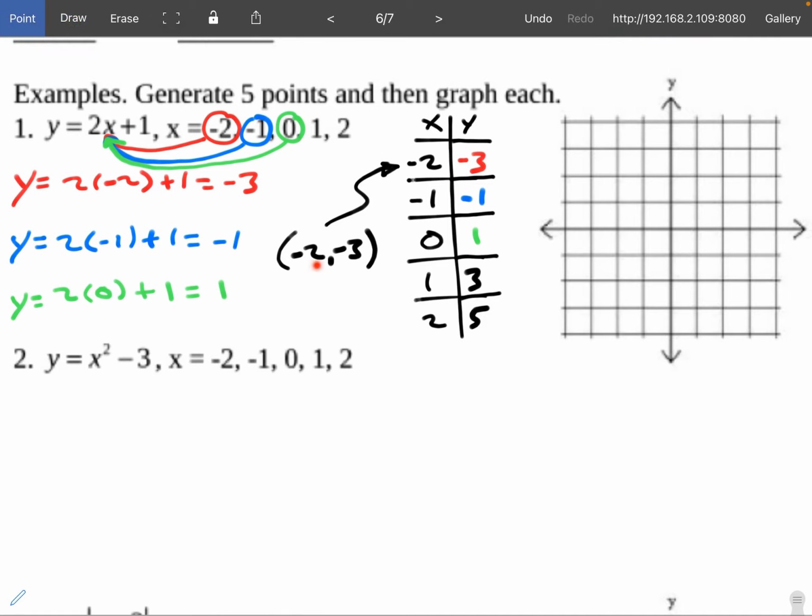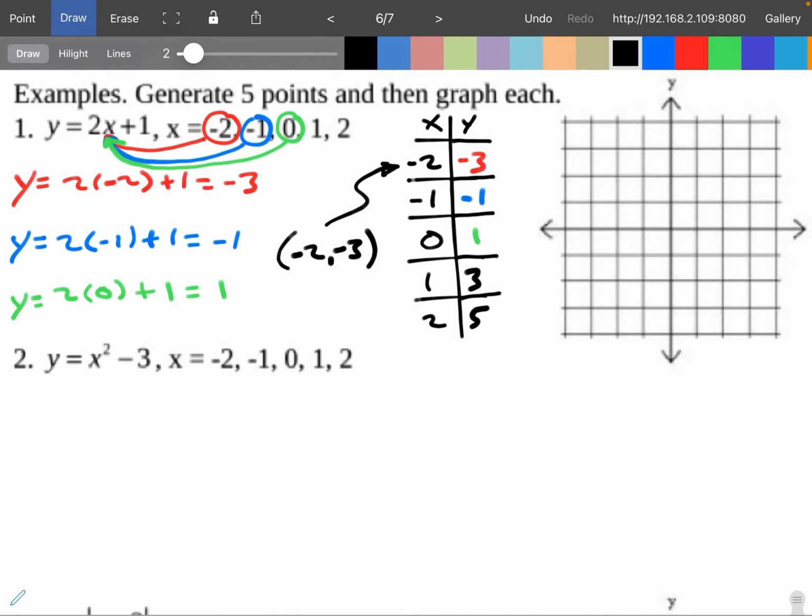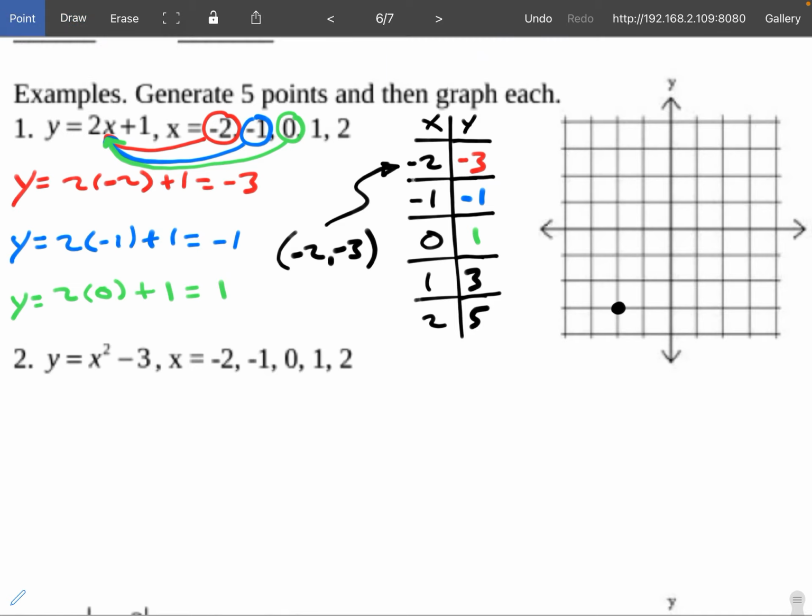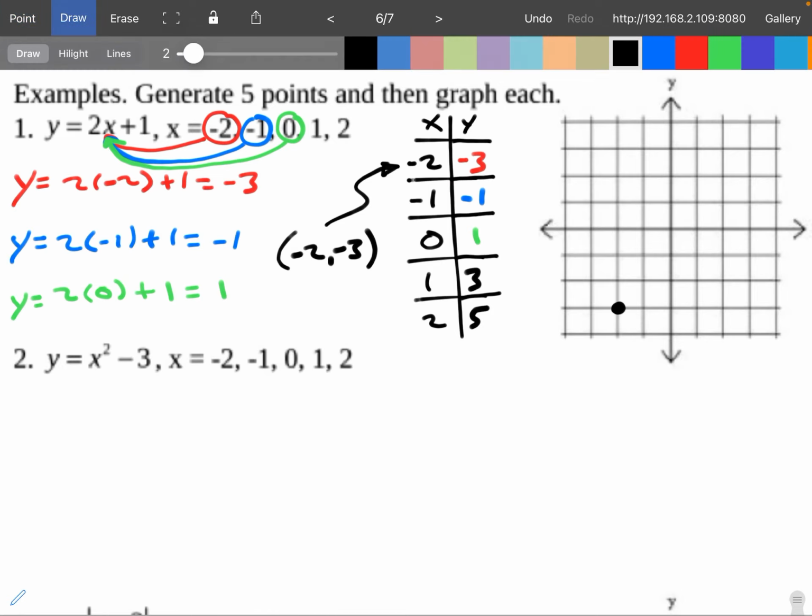So the first one is -2, comma, -3. So -2, that is 2 to the left, and then -3 is 3 down. So -2, -3 would be here. Second point there is -1, -1. So that's 1 left, 1 down. So that would go right here. And then the next one is 0, comma 1. So 0, I don't go left or right at all. And then 1 means I go up 1. So that would be right here.